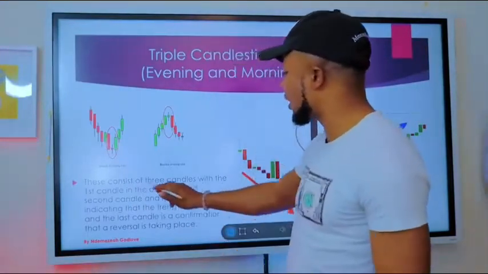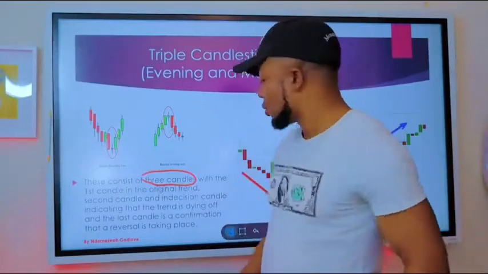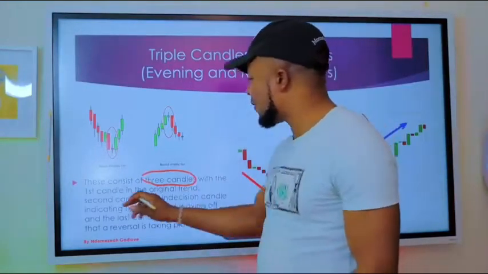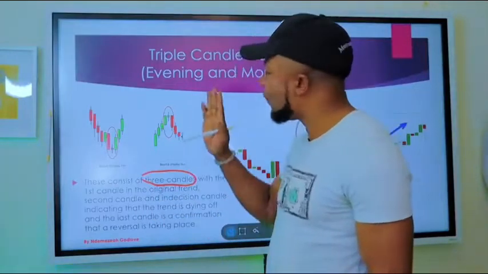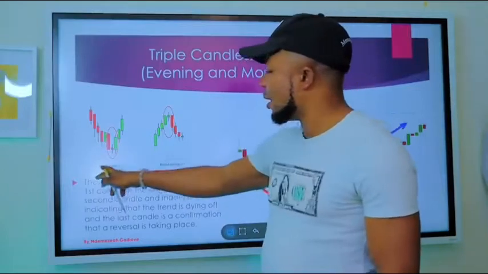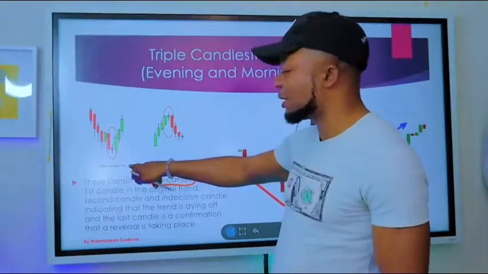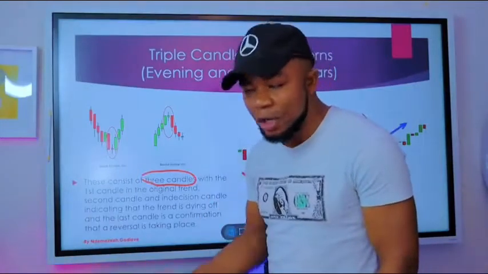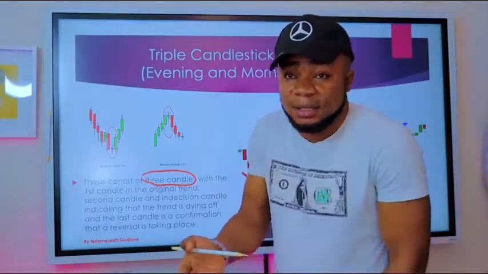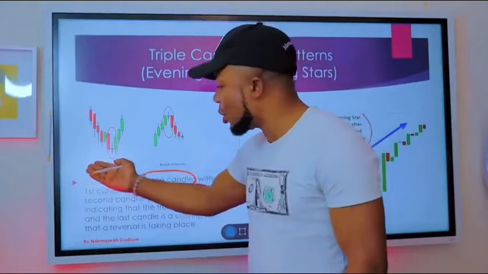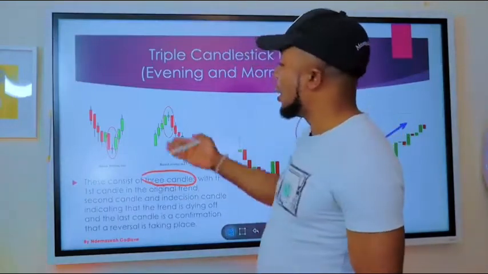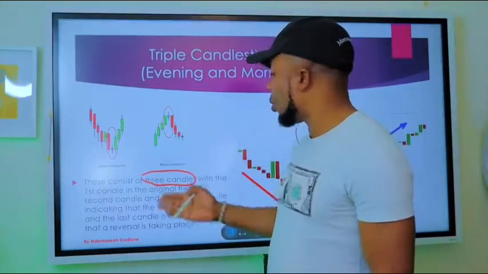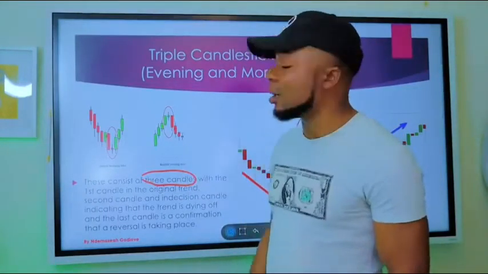This consists of three candles, with the first candle in the original trend. These are the properties of an evening or a morning star. A morning star will occur at the bottom. The same thing I explained: like in the morning, the first thing you witness when you wake up is the morning, right before the evening. So the morning star will occur at a particular support, and the evening star will occur at a particular resistance.